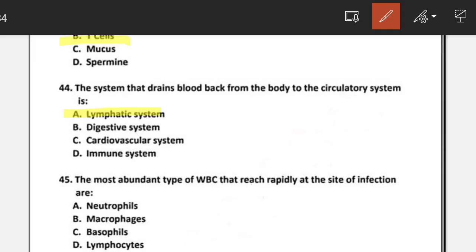Question number 45: the most abundant type of white blood cell that reaches the site of infection rapidly is: option A, neutrophils; option B, macrophages; option C, basophils; and option D, lymphocytes. The most abundant white blood cells that reach the site of infection are neutrophils, because neutrophils are 72% of all the white blood cells.